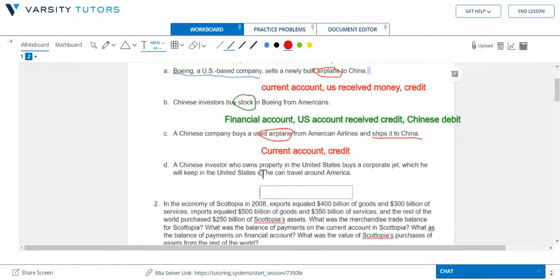The last one is a Chinese investor who owns property. This is like total red herring stuff, okay? We don't need to know that he owns property in the United States. He's just a Chinese investor who bought a corporate jet. That corporate jet is the same as every other plane we've been talking about, so it is definitely a current account. No doubt about it. So if it's a Chinese investor and he bought a corporate jet, then there's a very high likelihood he bought it from a United States company, and that would be a credit to the US or a debit to the Chinese company that he bought it from.